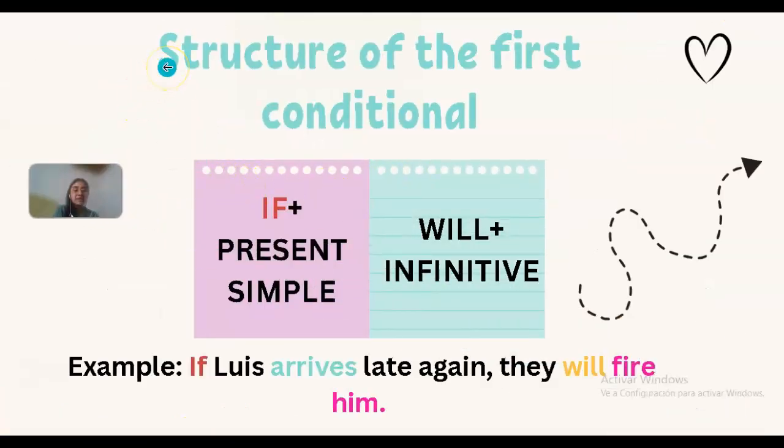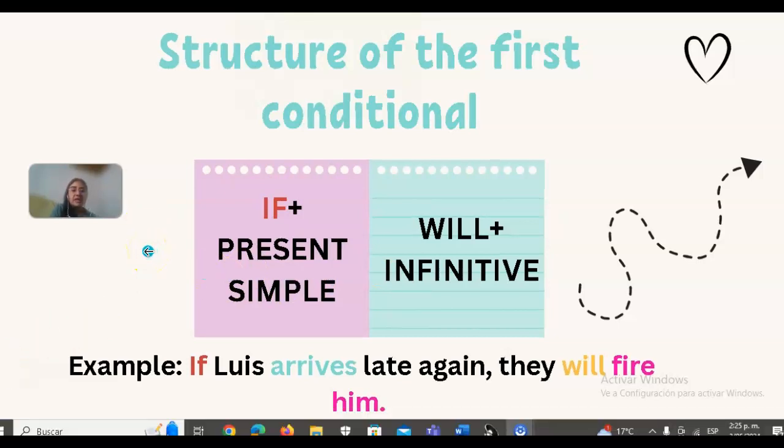We are going to start with the structure of the first conditional, taking into account that it is used when we talk about something being likely to happen in the future. Its structure is made out of if, present simple, will, and the future simple in the infinitive.